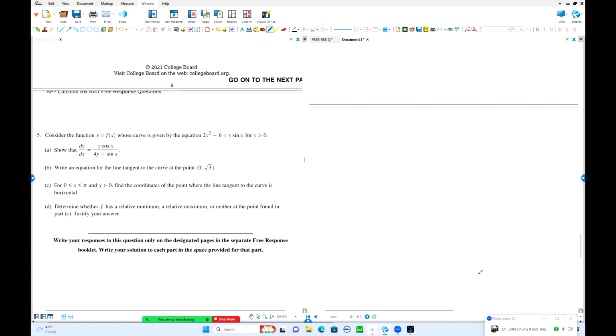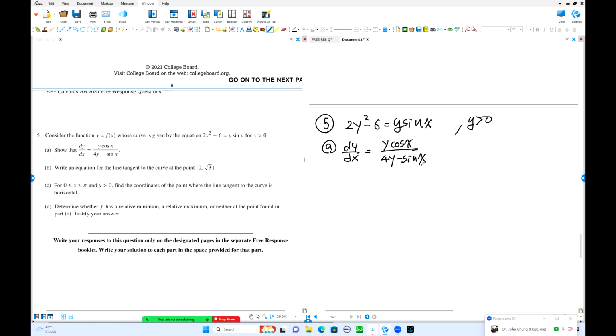Number 5. Consider the function y equals f of x whose curve is given by the equation 2y squared minus 6 equals y sine x, where y is greater than 0. Show that dy dx, that is the derivative, equals y cosine x over 4y minus sine x.